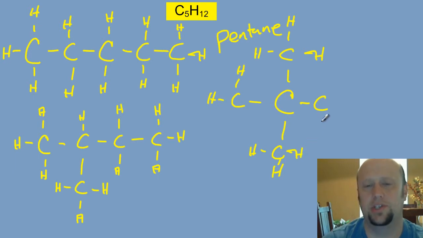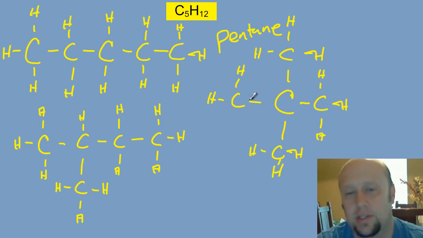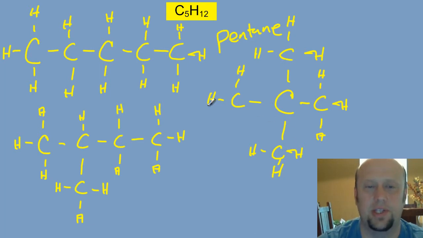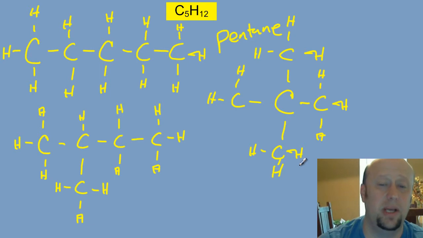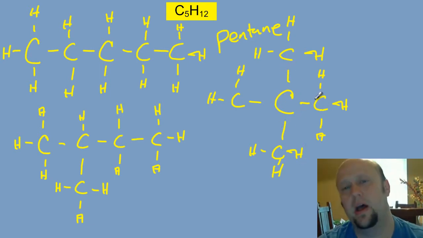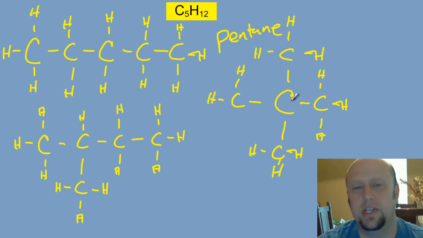My longest chain here is only 3. Again, these are all H's, even though I'm having some issues. So right through here, I've got 3 carbons here, I've got 3 carbons this way, completely different molecule. This is sometimes called neopentane. Really, this should be 2,2-dimethylpropane is what this would be. But this is a completely different molecule.